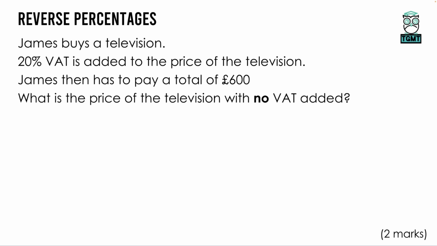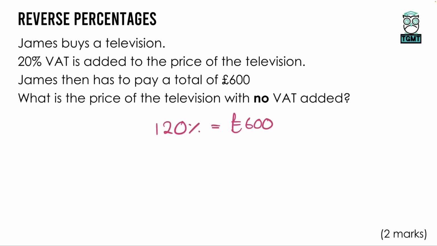Okay, so looking at our first question on reverse percentages. It says James buys a television, 20% VAT is added to the price of the television, who then has to pay a total of £600. What is the price of the television with no VAT added? So here we have been given a price after 20% has been added on. Now if 20% has been added on to the original price, and we think of the original price as 100%, then we've been given 120% of the original price, and that is equal to £600.